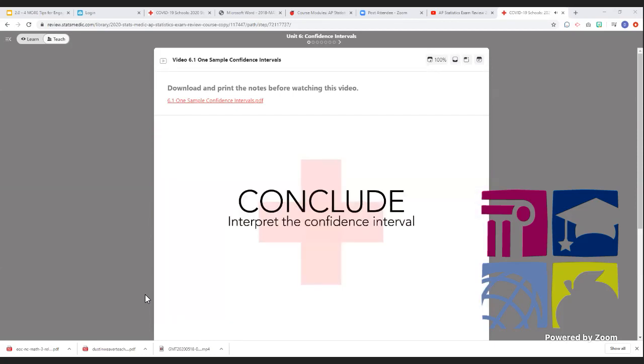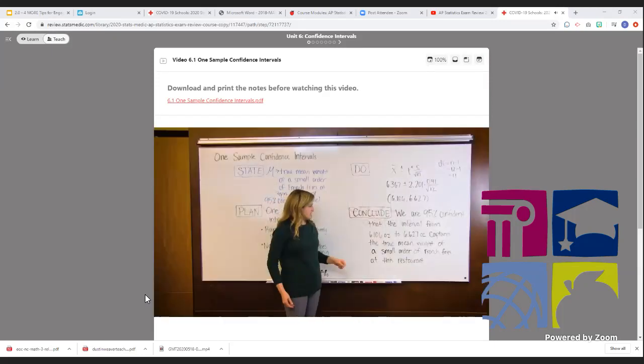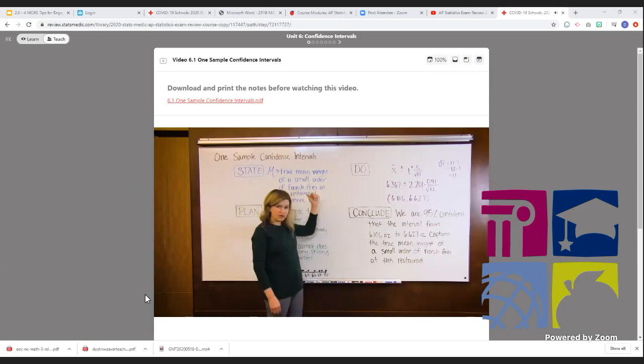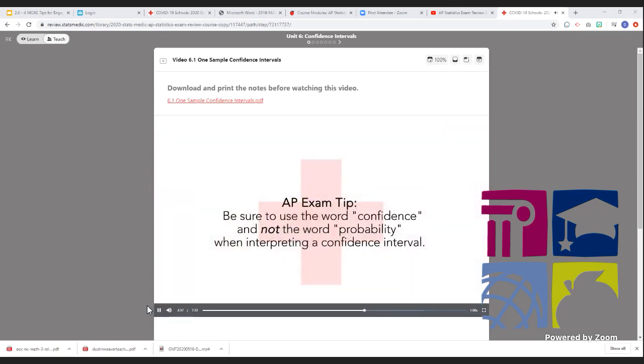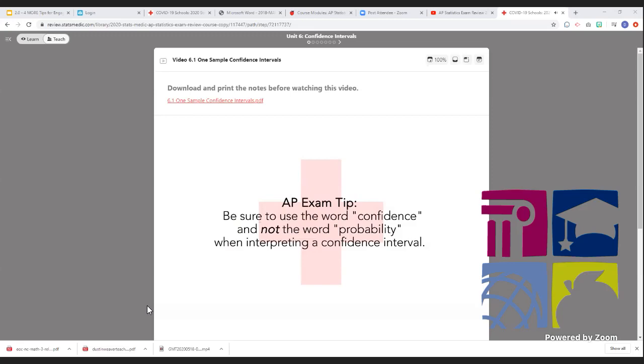So now we're just left with our conclusion. We are 95% confident that the interval from 6.106 to 6.627 ounces captures the true mean weight of a small order of French fries at this restaurant. You'll notice the end of my conclusion matches my parameter exactly. And then additionally, an AP exam tip here, make sure you're always saying confident, not probability.